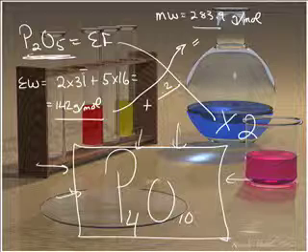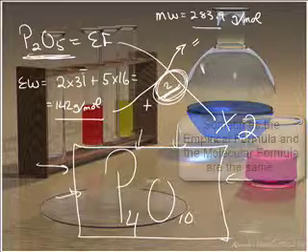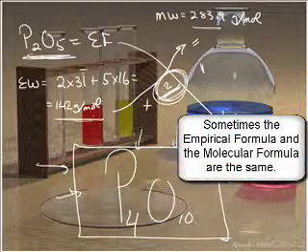Now I want to say something. We're not going to do another example here, but sometimes this number could be a 1, where the empirical formula and the molecular formula are the same.